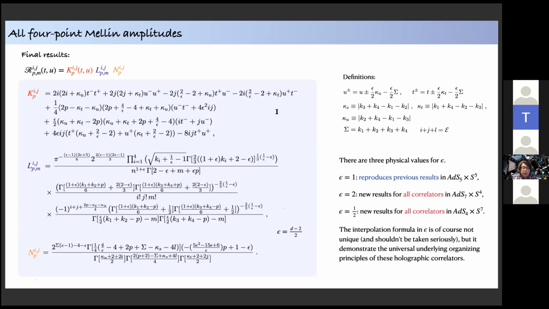This may look a bit complicated, but all the functions are elementary. Also note that I wrote the answer as a function of epsilon, where epsilon is related to the space dimension, and there are three physical values corresponding to the three backgrounds. The fact that I can write a single formula for all three cases indicates that there is quite surprising universality for amplitudes in these different theories.